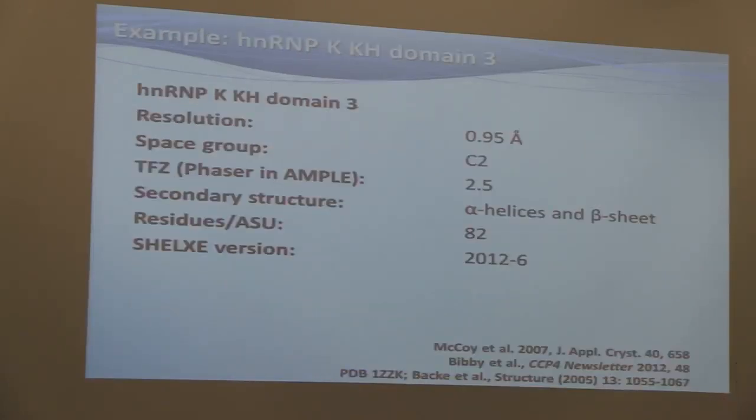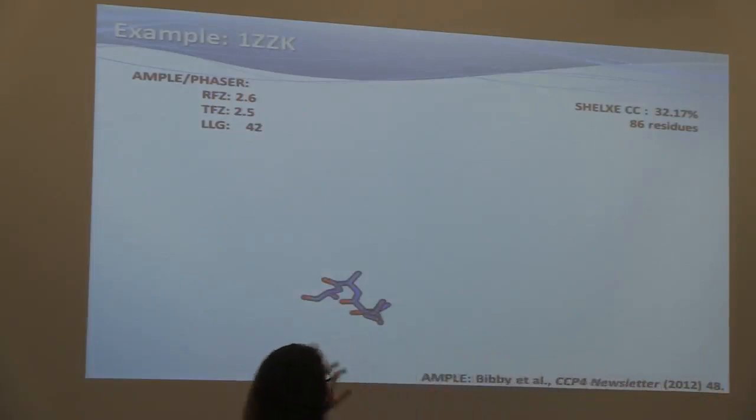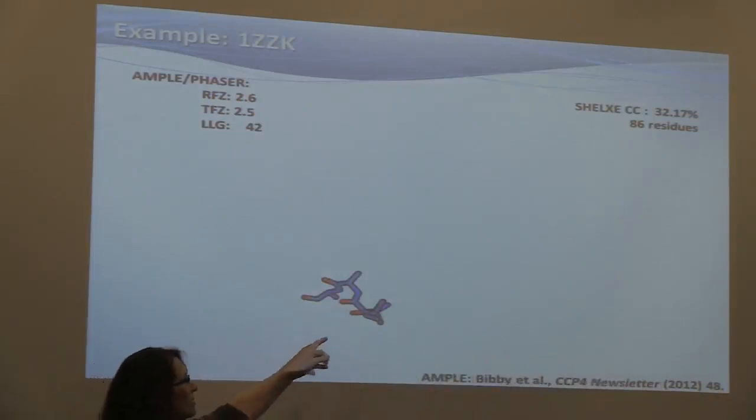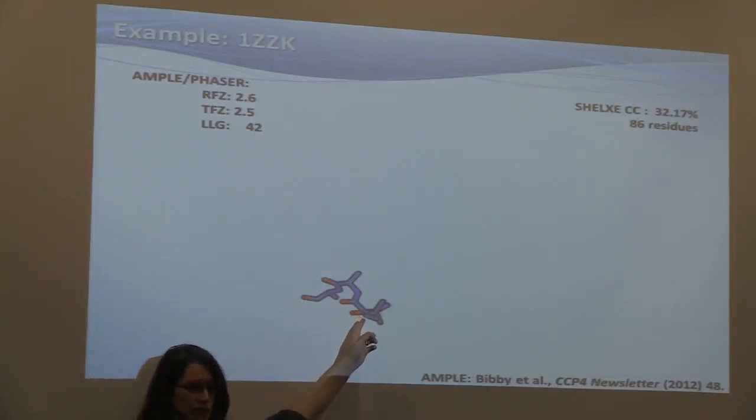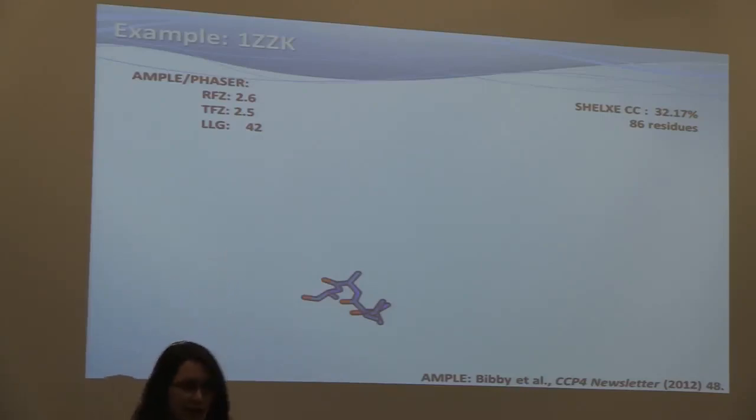But I want to show some rather exciting examples. So this is a domain from the PDB. It's got 1 angstrom resolution. It's got 82 residues. This is a model placed by Ample. It contains 35 residues. So that's very few atoms. TFZ in Phaser was 2.5. LLG was 42. I would say we wouldn't be so sure this actually solved.